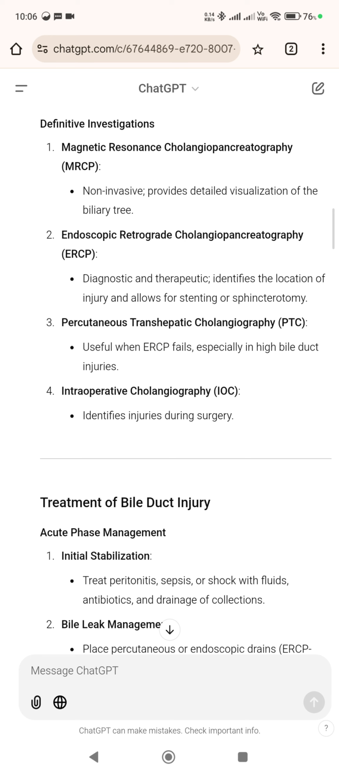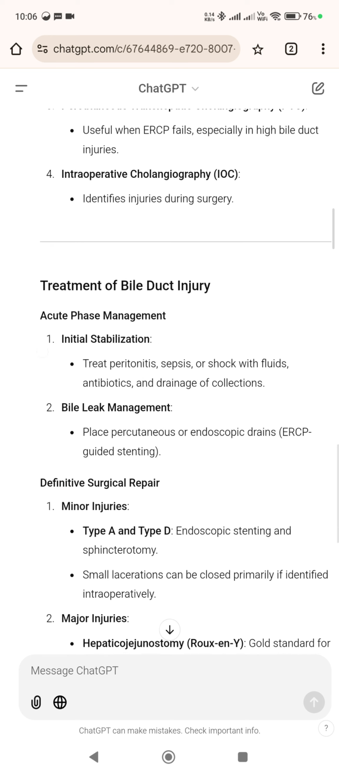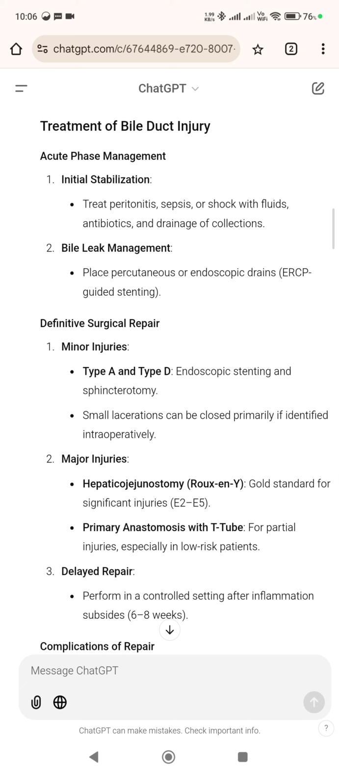Treatment of bile duct injury, acute phase management. 1. Initial stabilization, treat peritonitis, sepsis, or shock with fluids, antibiotics, and drainage of collections. 2. Bile leak management, place percutaneous or endoscopic drains, ERCP-guided stenting.